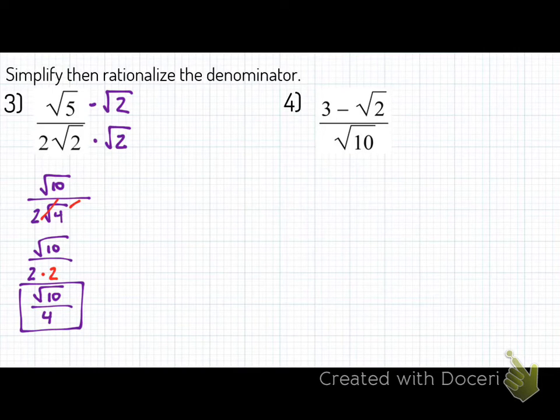Can't do anything else. The number in front of the rad 10 is a 1, so the 1 and the 4, you can't simplify anymore, so we're done. Okay? So check your work. Let's have you try to do number 4. So let's have everyone do this problem. Teacher, please pause the video.